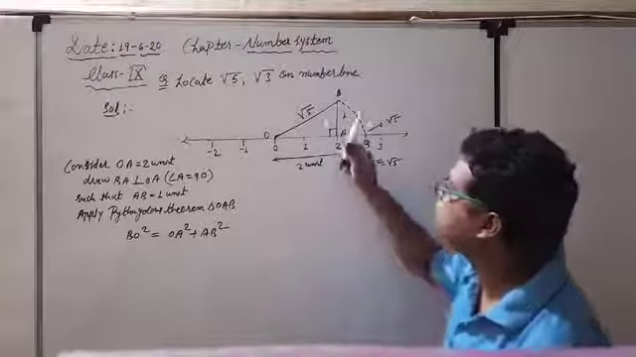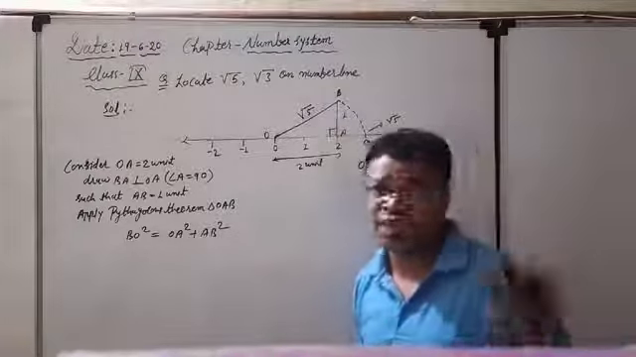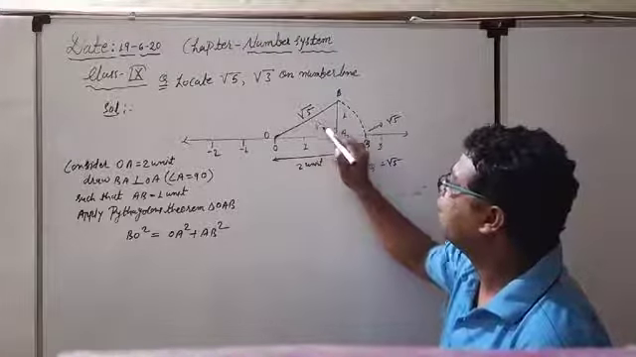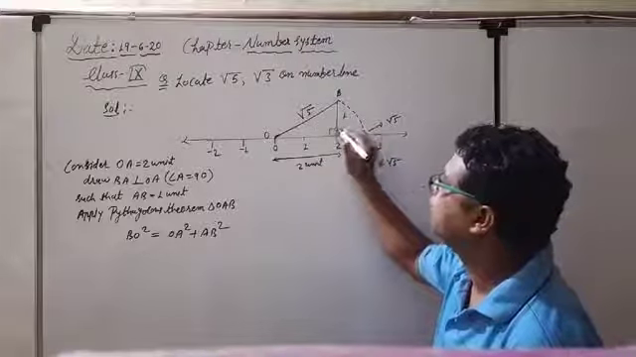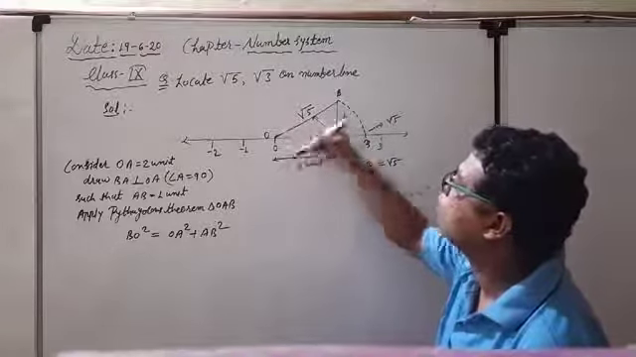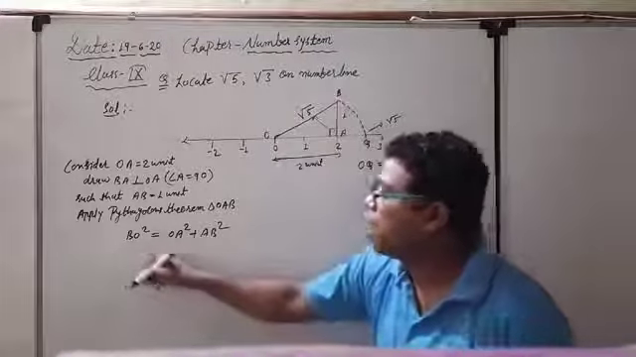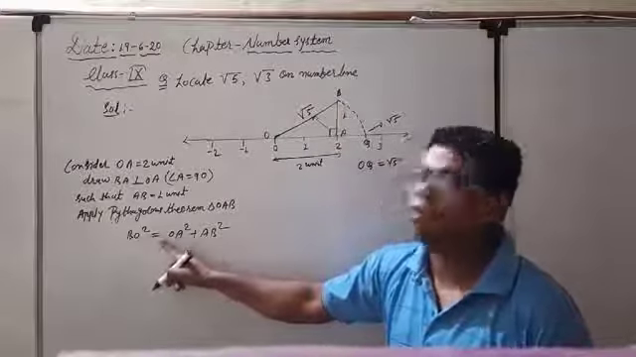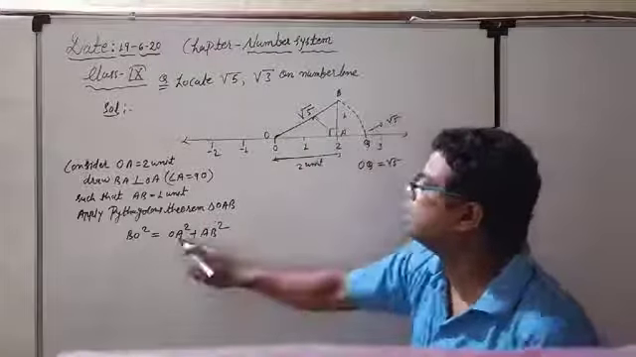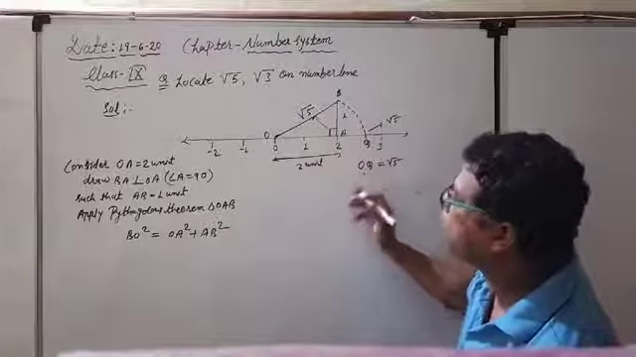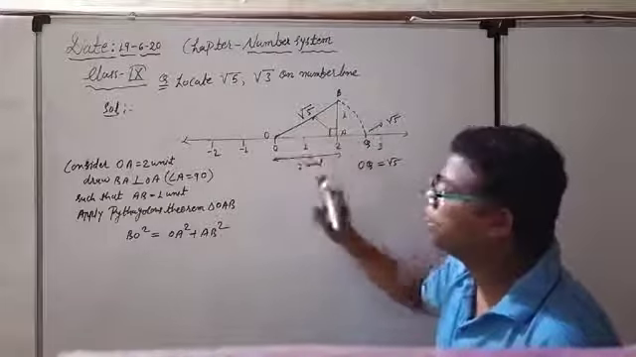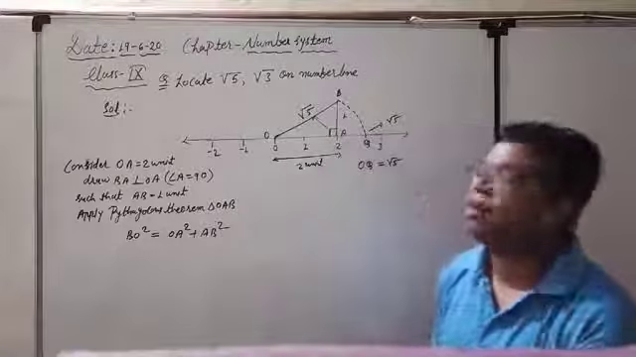Right now, if you are concentrating on OAB, this is the right angle triangle. The side which is just opposite to the 90 degree is considered the hypotenuse. So our OB is the hypotenuse. So hypotenuse square should be equal to perpendicular square. What is the perpendicular here? AB. Perpendicular square AB square, plus the base square. What is the base here? OA. So that we have applied here, and nothing else.